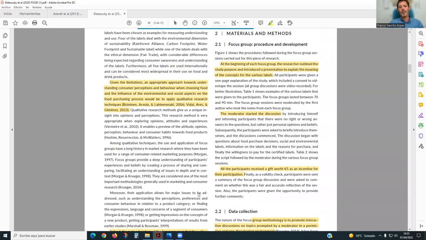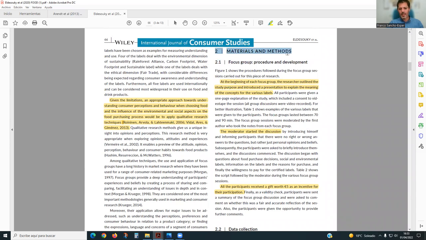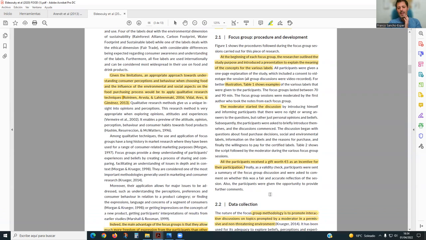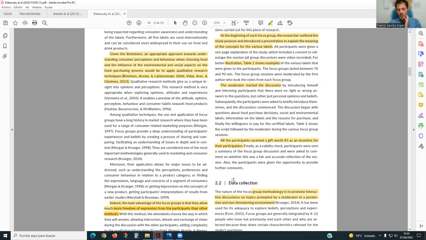So we can go to what is called the methodology. And they explain a little bit how the focus group was developed. At the beginning of each of the groups, the researchers outlined the study purpose and introduced a presentation to explain the meaning of the concepts of the various labels. And they gave them Table 1; I'm going to show you later the different labels that exist. The moderator started the discussion. All participants received a gift worth five euros as an incentive for their participation.